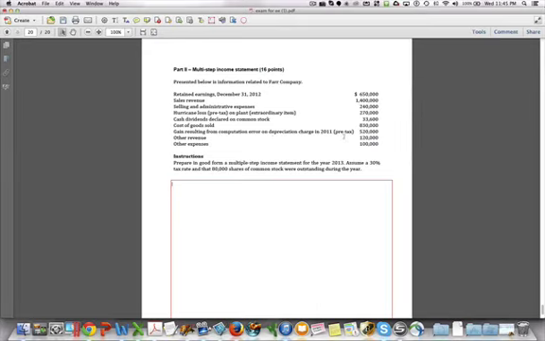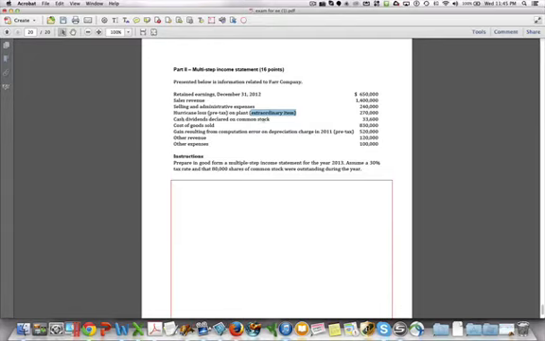So this is the multi-step income statement problem as an example. What we're going to do here is take this information and create an income statement. I don't think the retained earnings at the beginning of the year is going to be very useful. The things that are useful are sales revenue, selling and administrative expenses. This extraordinary item is going to go down at the bottom of the income statement.